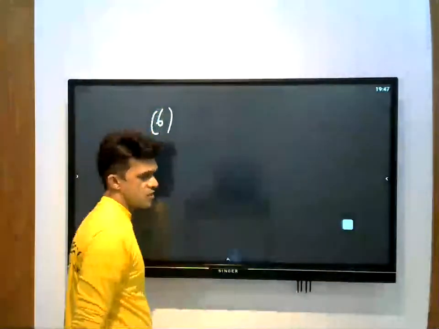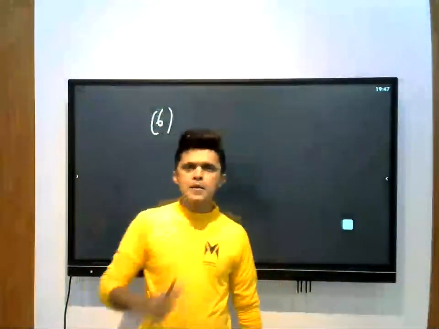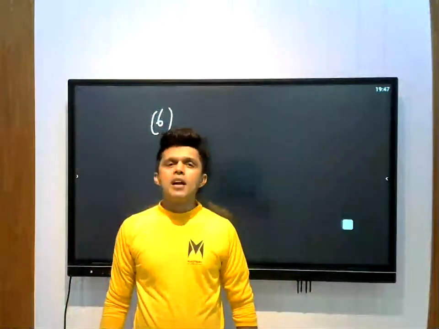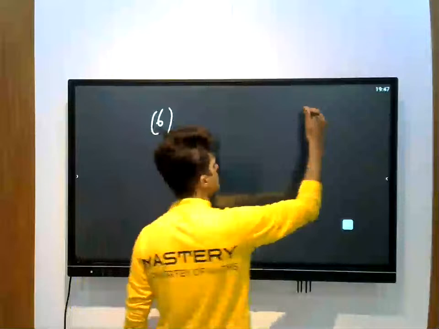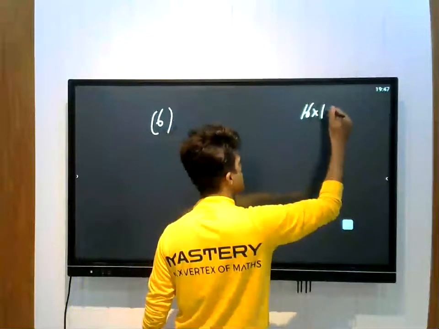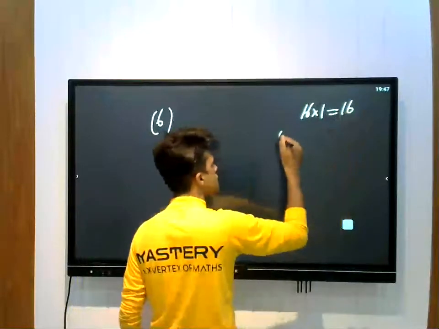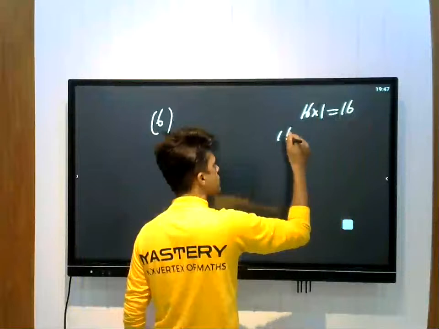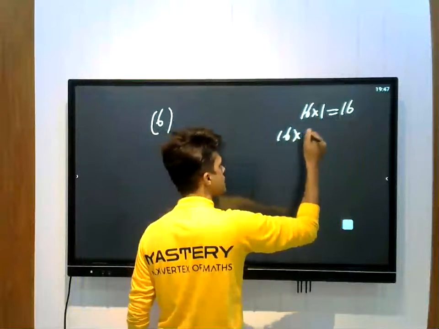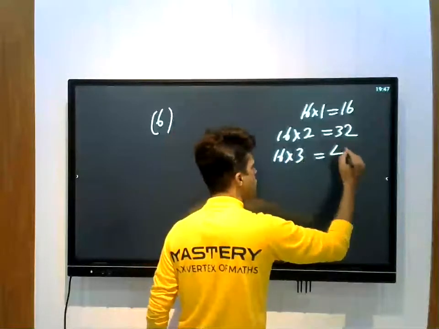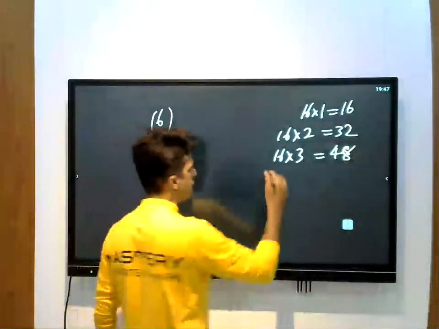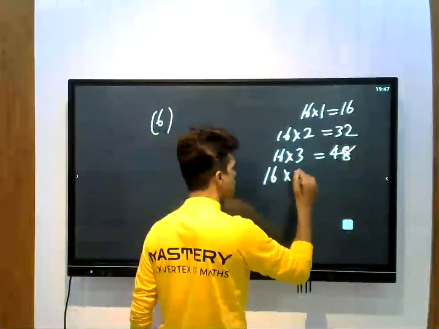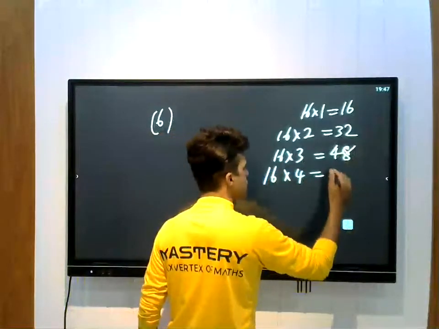First 4 multiples of 16. How can you write the multiples of 16? The first multiple of 16 is 16, which is 16 times 1. The second multiple of 16 is 16 times 2, which is 32. The third multiple of 16 is 48. The fourth multiple of 16 is 64.